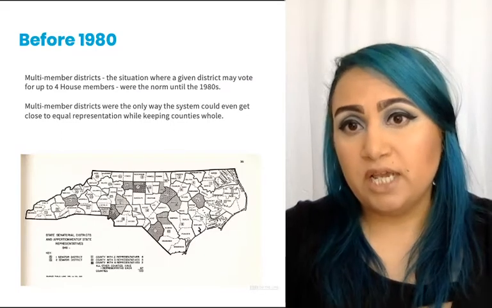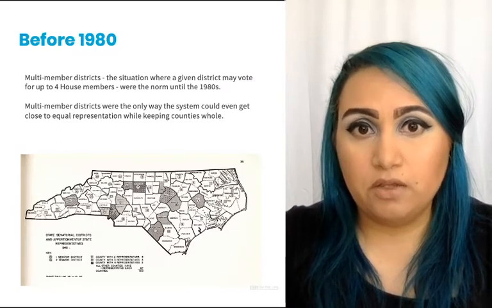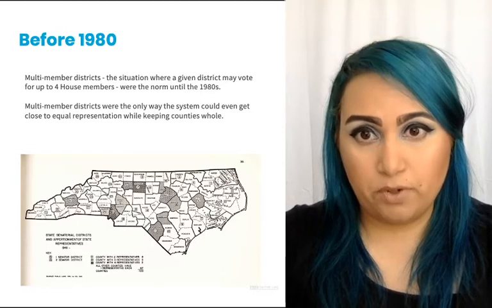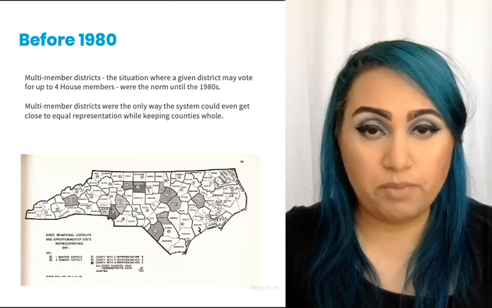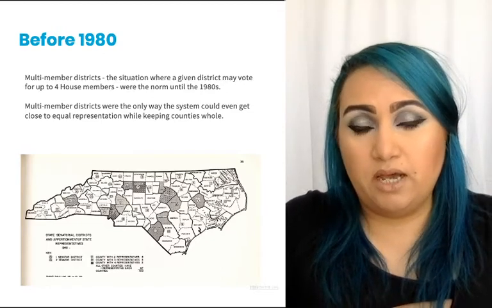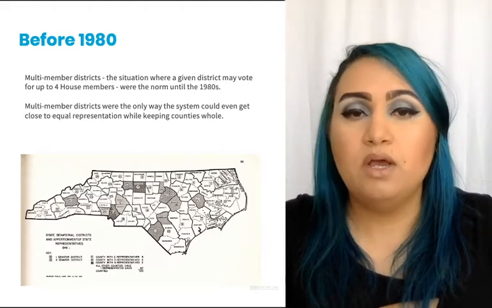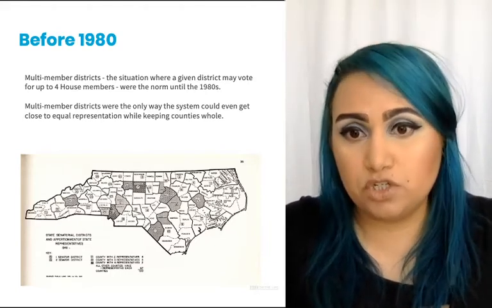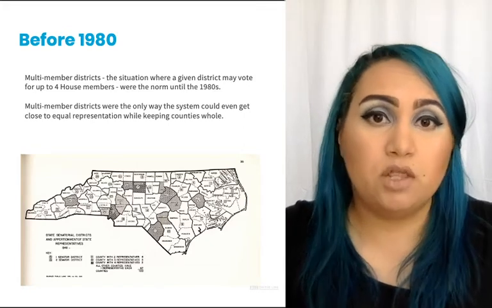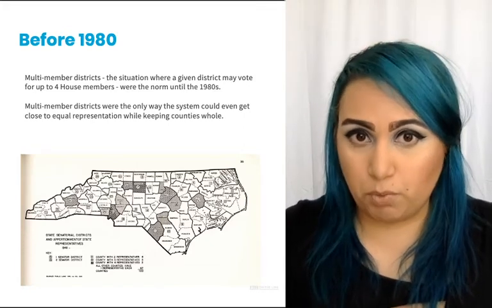So before 1980 in North Carolina, the norm was multi-member districts. So you would have a big district that would have anywhere from 1 to up to 4 House representatives, or 1 to up to 2 senators, depending on the population within that district, so proportional to the population in that district.